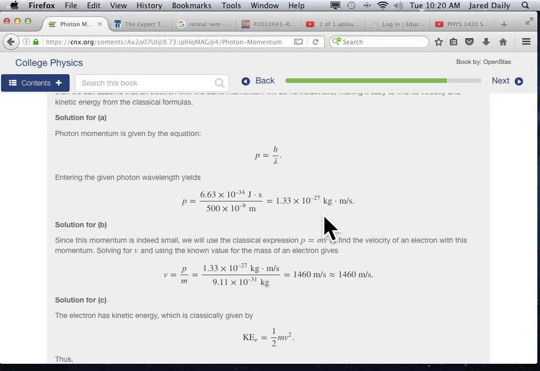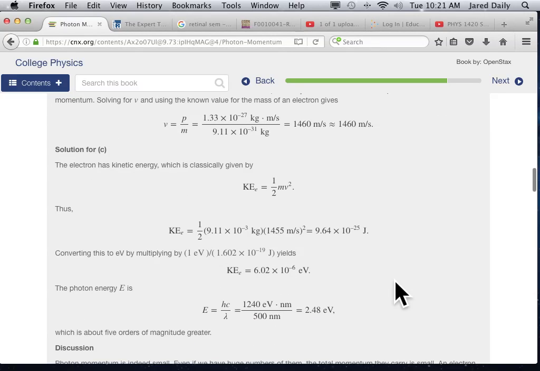Well, if that is the case, we know that momentum for an electron is equal to mass times velocity. We change that to be velocity equals momentum over mass. So this is the momentum it receives from the photon divided by the mass of the electron. And it actually kicks it off at 1,460 meters per second. That's pretty fast in our world. In the electron's world, that's not all that fast. Electrons are moving faster than that all the time.